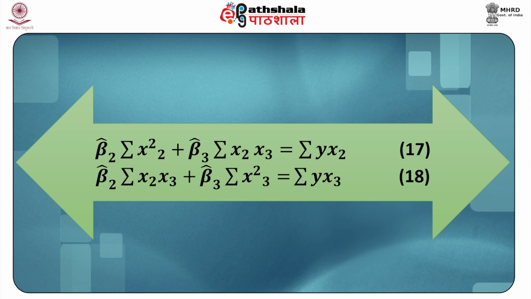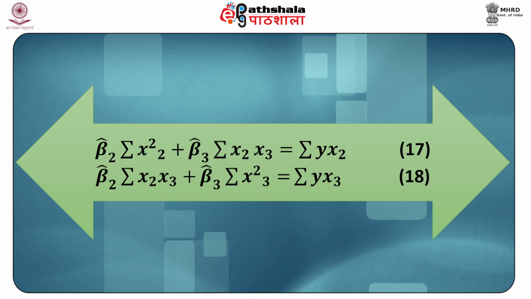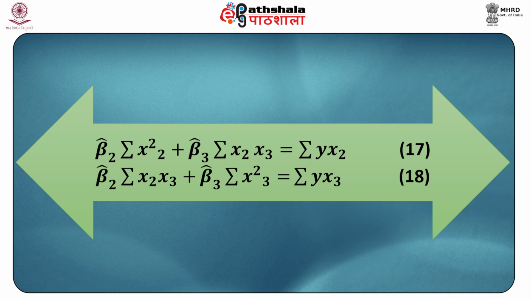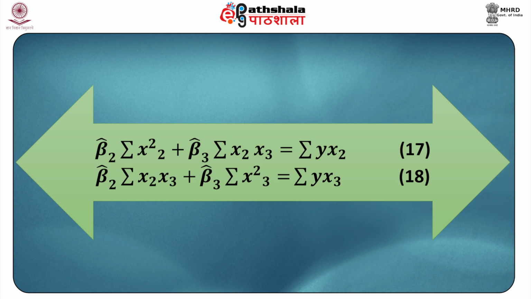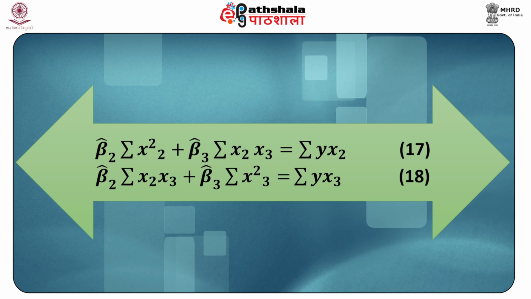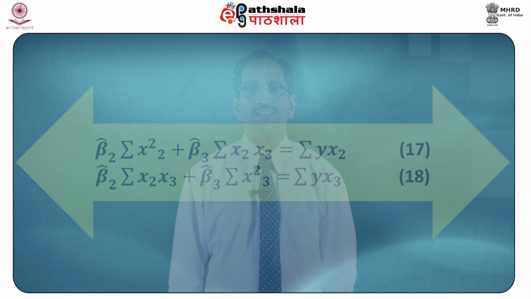So the two normal equations are beta 2 hat into sigma x2 square plus beta 3 hat into sigma x2 x3 equal to sigma y x2. This is equation 17, and similarly beta 2 hat into sigma x2 x3 plus beta 3 hat into sigma x3 square is equal to sigma y x3, and is equation 18. So please remember, all these x which we are using now are in deviation form, in small case letters.